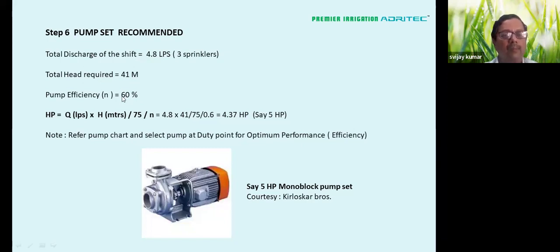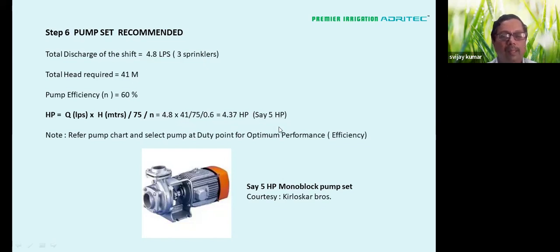To calculate the horsepower, it is very easy. The formula for the horsepower is the discharge of the sprinklers multiplied by the head, divided by a constant 75 and divided by the efficiency, that is 60%. You have to take it as 0.6. Okay, 60 divided by 100 is 0.6. So when I do the math, 4.8 into 41 divided by 75 and divided by 0.6, I get a theoretical horsepower of 4.37 horsepower. You will not get it in an exact number; it's always a round number. You get a 3 horsepower or a 5 horsepower or 6 horsepower. So this can be rounded up to a 5 horsepower.